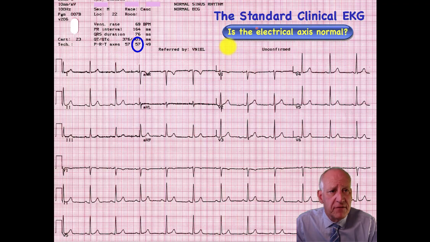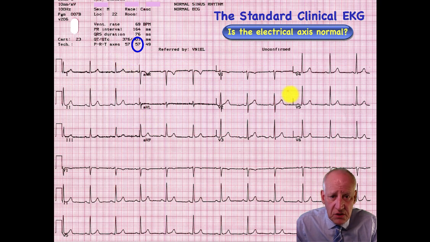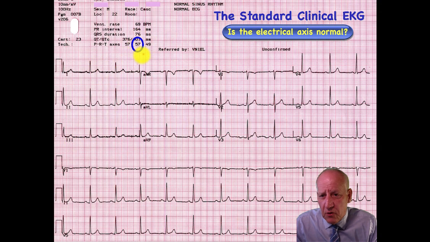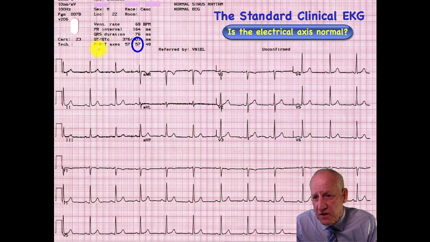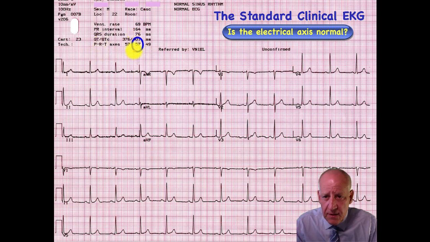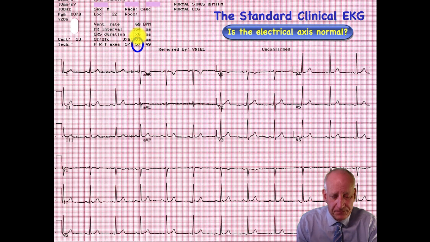So here we have the standard EKG, and the question is, is the electrical axis normal in this individual? Well, we could take any two of the limb leads and do the radial coordinate diagram exercise, or we could rely on the microprocessor of the EKG machine and look at this middle position. In other words, the R axis, part of the QRS complex, is recorded here on the readout. So in this person, the electrical axis is 57 degrees, which is well within the normal axis. In other words, pointing toward the left hip.